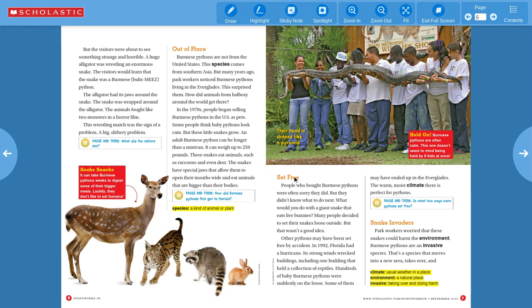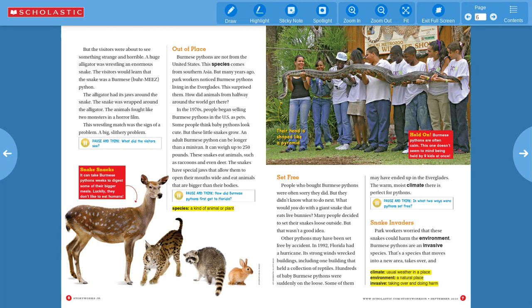All right, set free. People who bought Burmese pythons were often sorry they did, but they didn't know what to do next. What would you do with a giant snake that can eat live bunnies? Many people decided to set their snakes loose outside, but that wasn't a good idea. Other pythons may have been set free by accident. In 1992, Florida had a hurricane. Its strong winds wrecked buildings, including one building that held a collection of reptiles. Hundreds of baby Burmese pythons were suddenly on the loose. Some of them may have ended up in the Everglades. The warm, moist climate there is perfect for pythons.